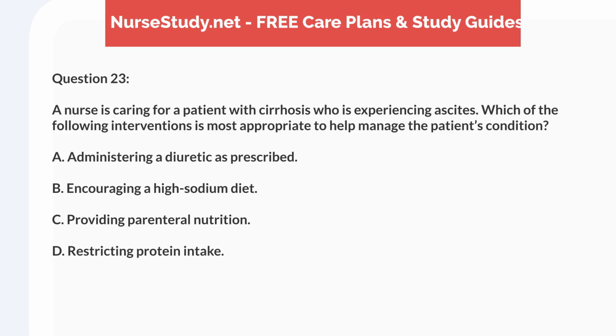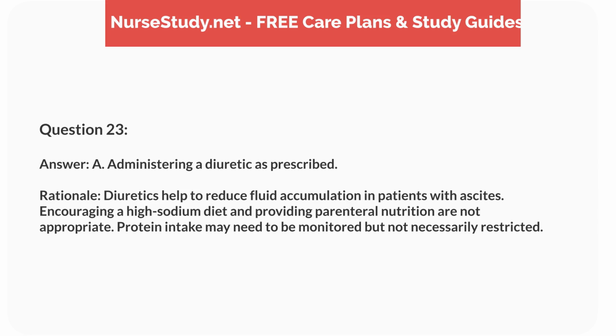A nurse is caring for a patient with cirrhosis who is experiencing ascites. Which of the following interventions is most appropriate to help manage the patient's condition? A. Administering a diuretic as prescribed. B. Encouraging a high-sodium diet. C. Providing parenteral nutrition. D. Restricting protein intake. Answer. A.